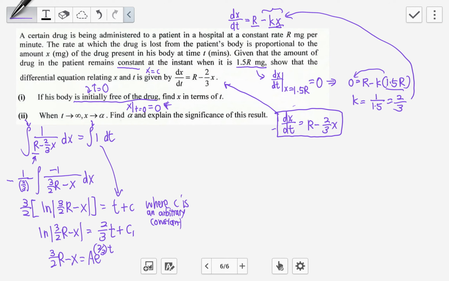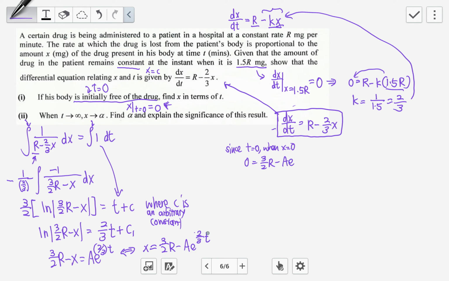And then we will just put it as this equation. We will rearrange it, so we get x equals to 3 over 2r minus a e to the 2/3 t, like this. Well, looks neater than just now. Then at this moment, we apply the fact that t equals to 0, x equals to 0.